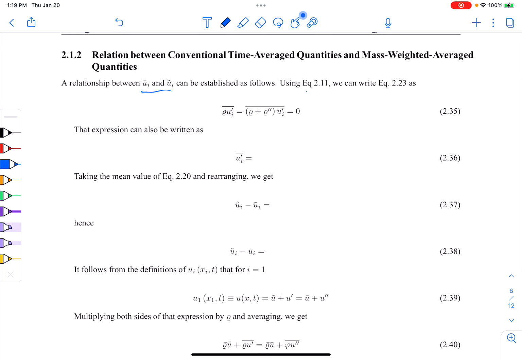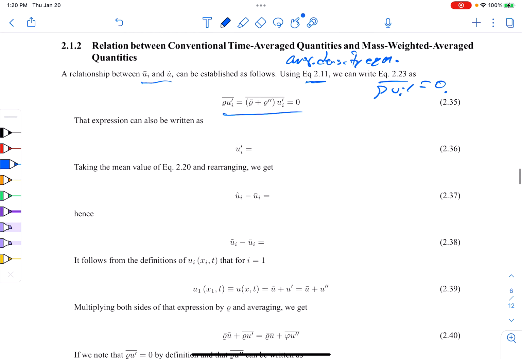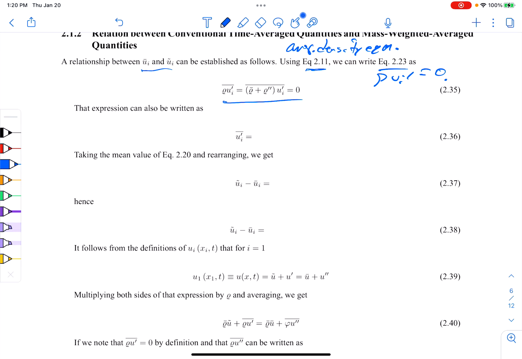and we would establish that using equation 2.11, which is the average density equation, and this other equation, which is rho u_i prime equals 0. So combining those two equations, you can write 2.35. And of course, you can also write this as negative rho double prime u_i prime all over rho bar.